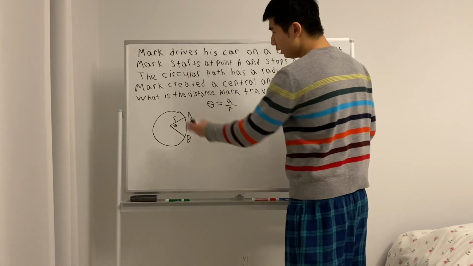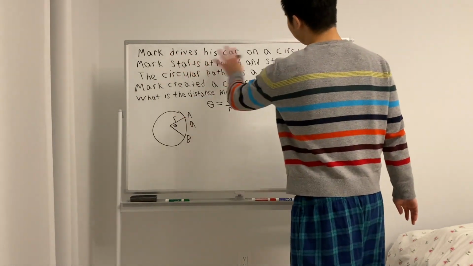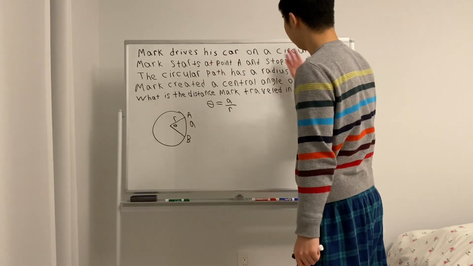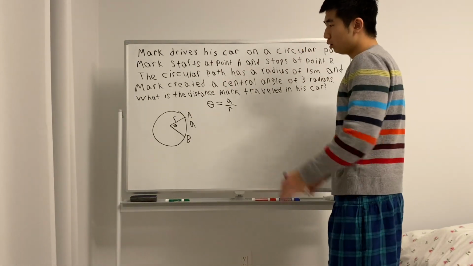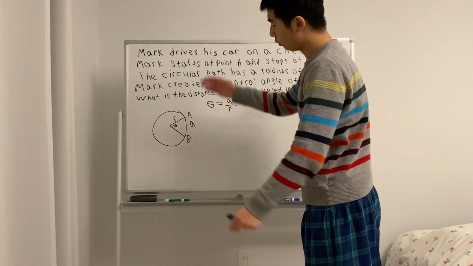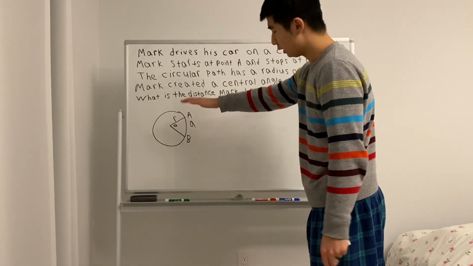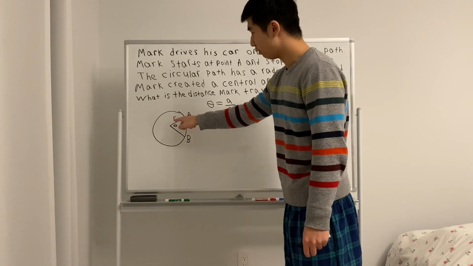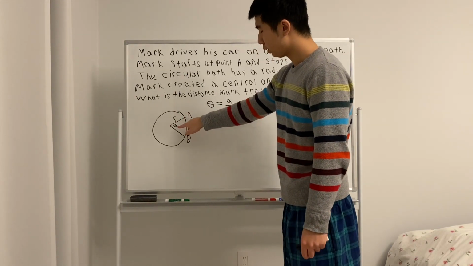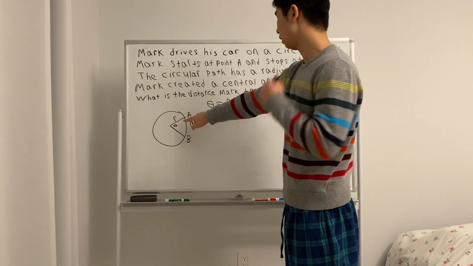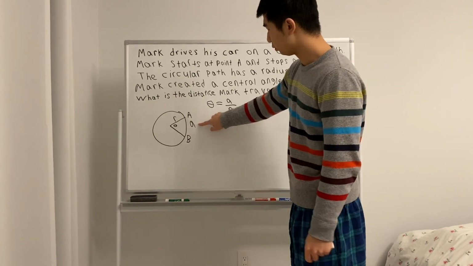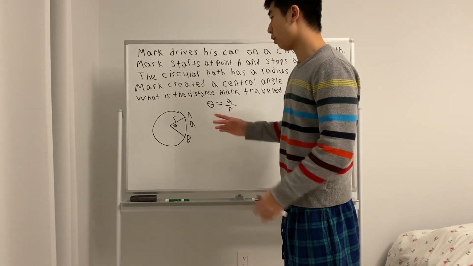I drew a diagram here that shows what's going on. But before I explain how this diagram represents this question, I just want to recap what the diagram means. As you can see here, we have the radius, we have our angle, which can also be called the central angle, and we have our arc length. This small a represents the arc length.